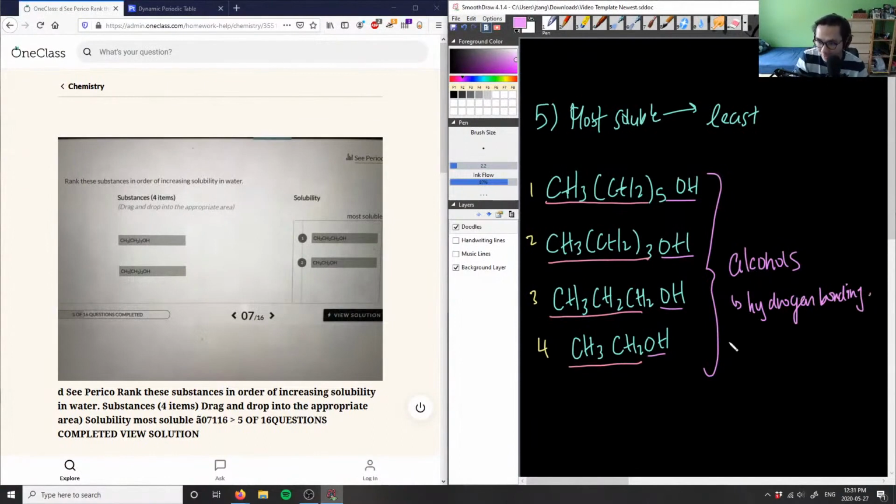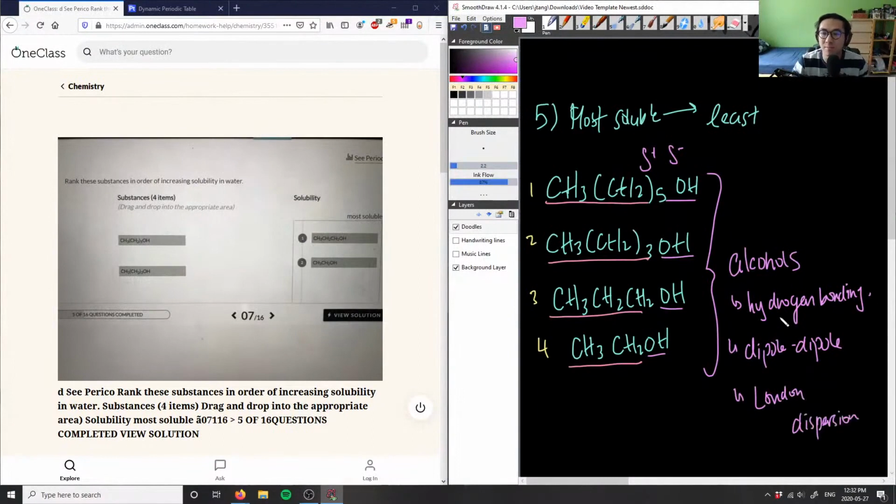We also have dipole-dipole, because the electronegativity difference between carbon and oxygen exists. So we have a large difference of electronegativity, therefore there's a partial positive on this carbon and a partial negative on this oxygen, which is pulling electron density away from the carbon. And then obviously we have London dispersion.